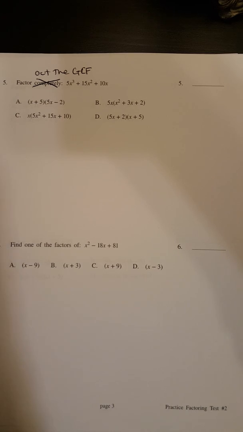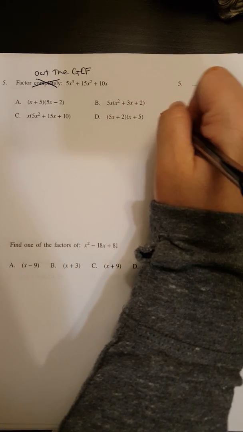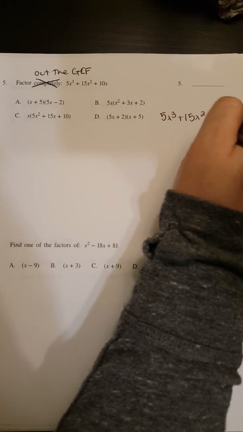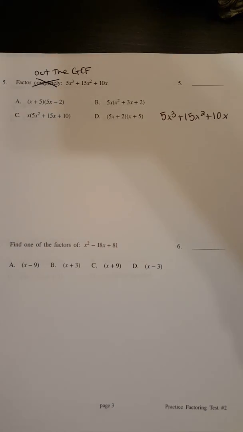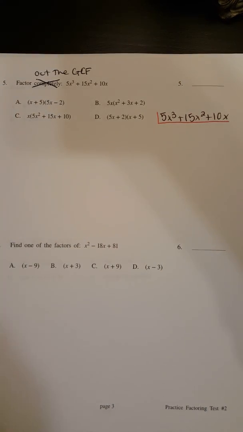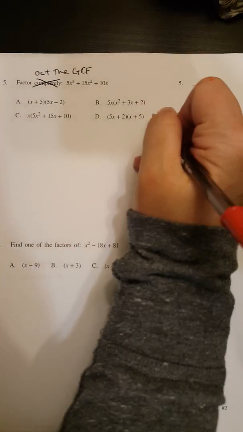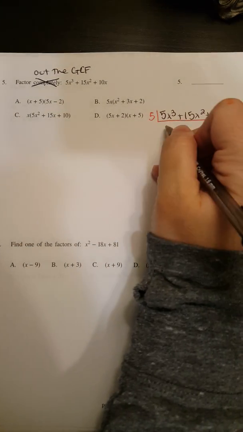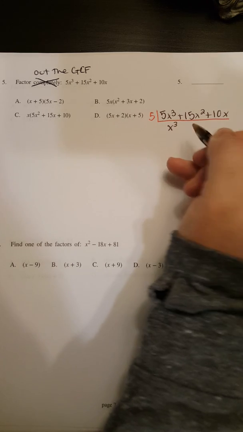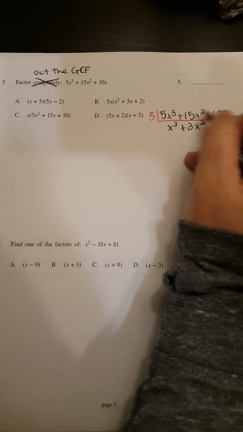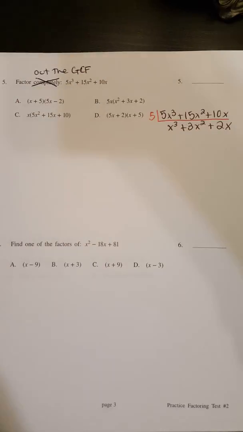So let's start by finding our greatest common factor. So this says 5x squared plus 15x squared plus 10x. So we're going to use our upside down birthday cake method. And I see 5, 15, and 10. All those numbers are divisible by 5, so I'm going to take that out. 5 divided by 5 just gives me 1. 15 divided by 5 gives me 3. And 10 divided by 5 gives me 2.